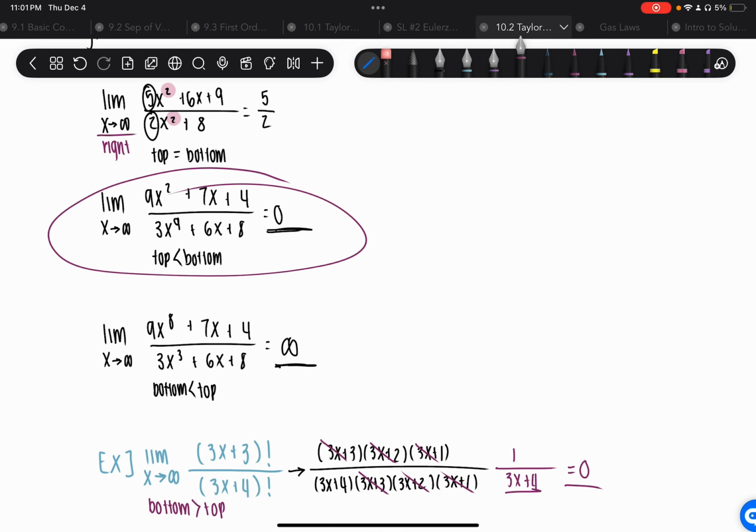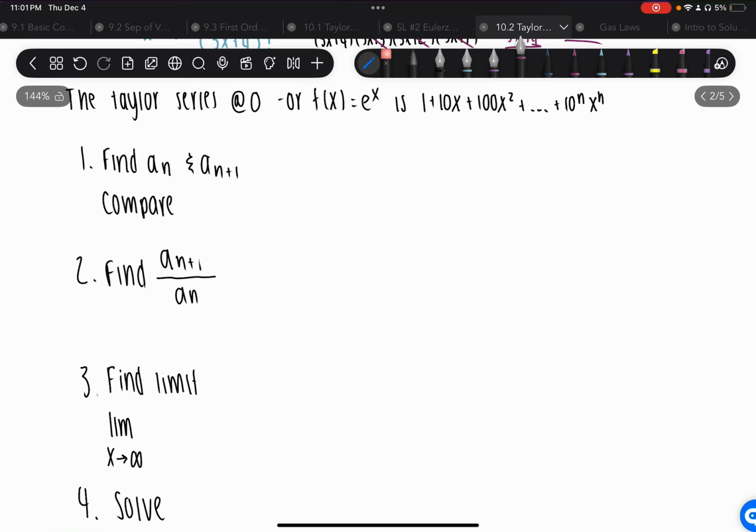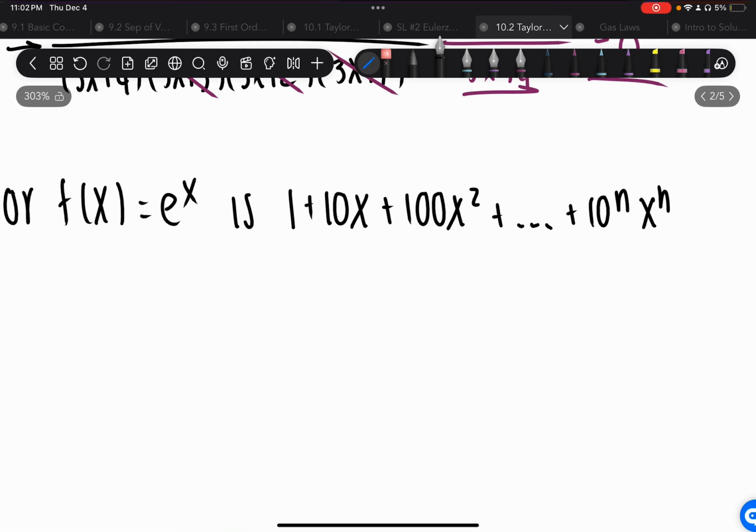Okay, let's look at a quick problem to solve. The Taylor series at 0 for f of x equals e to the x is 1 plus 10x plus 100x squared plus so on plus 10 raised to the power of n times x raised to the power of n. So in my last video, I mentioned how it's very important to look for patterns in an equation, and this is exactly why.